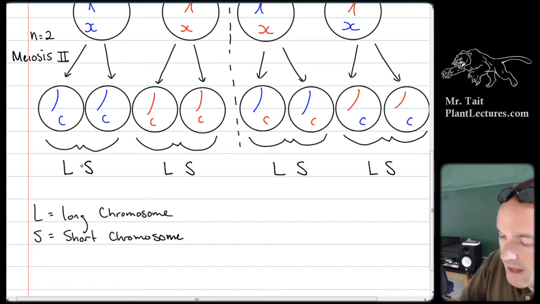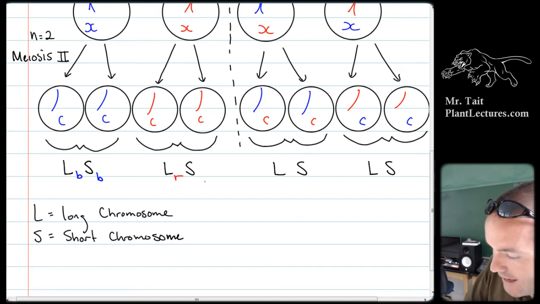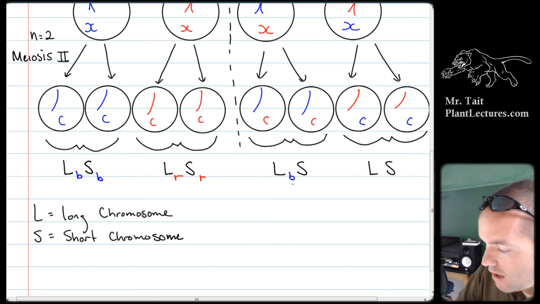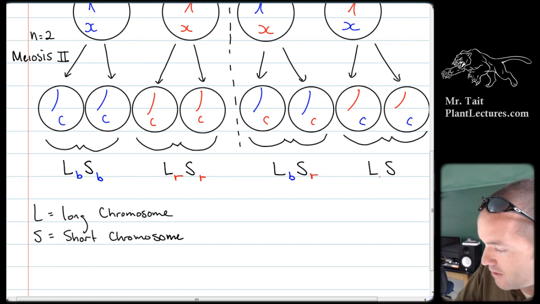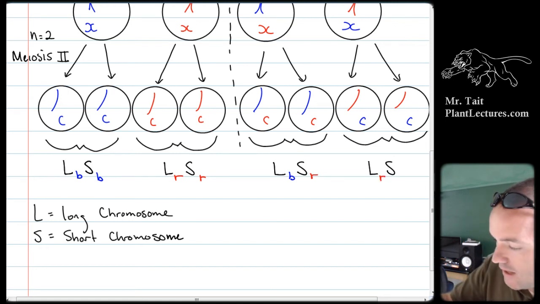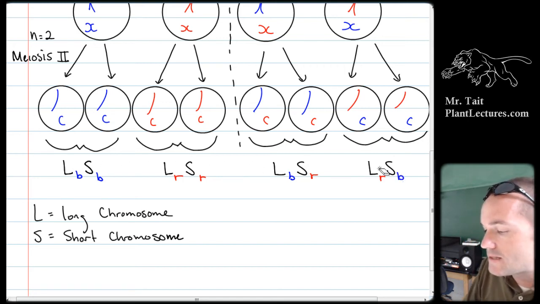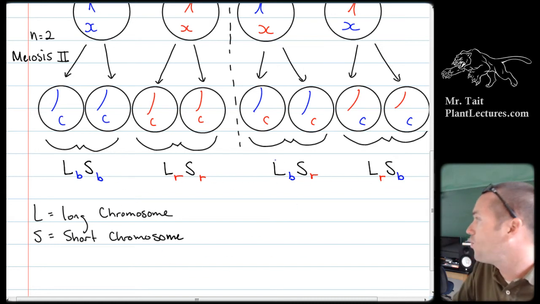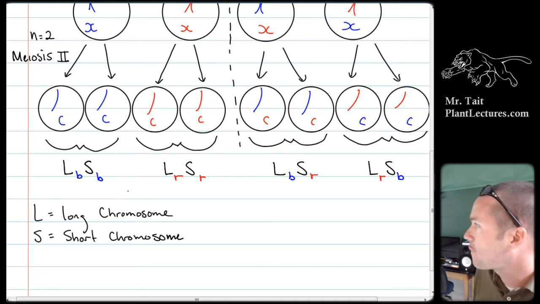So this first one has the blue L and the blue S. The second one has the red L and the red S. The third one has the blue L and the red S. And the fourth one has the red L and the blue S. Okay, so these are what we call genotypes here. We've kind of shown which chromosomes have gotten segregated for each of these.